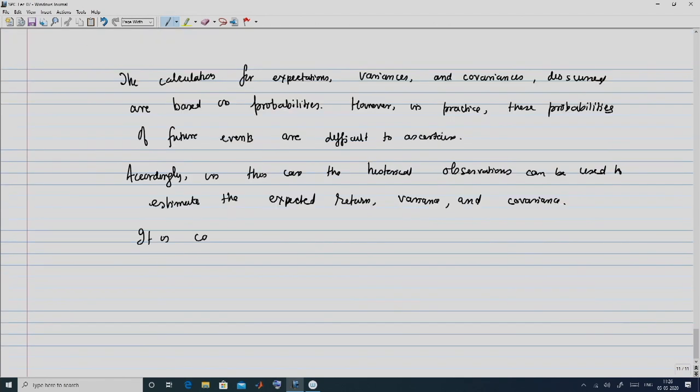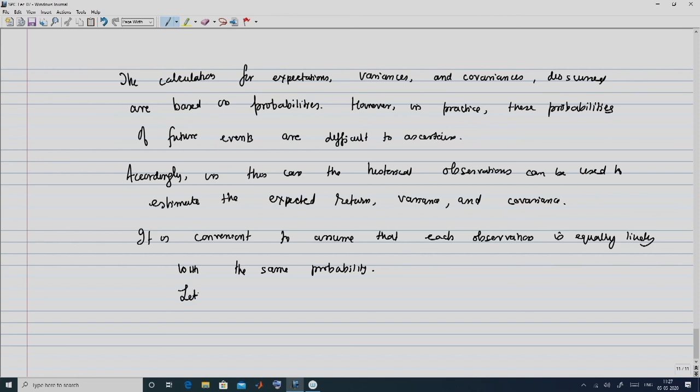So, it is convenient to assume that each observation from the past is equally likely, with the same probability. Let T be the number of historical return observations being used.